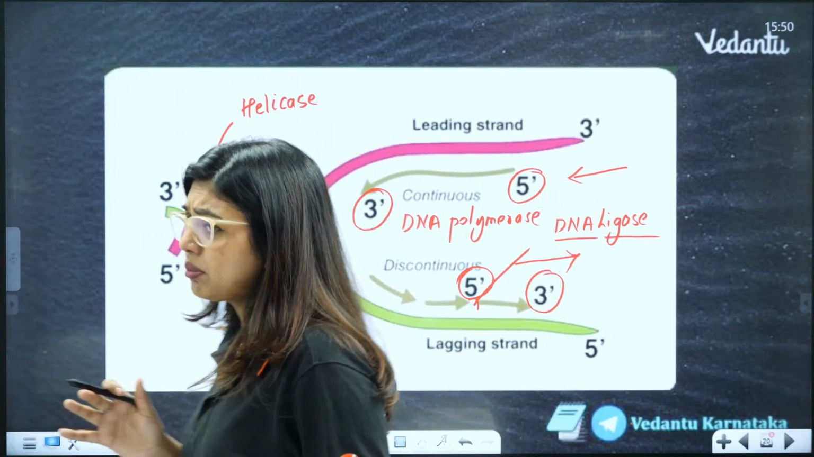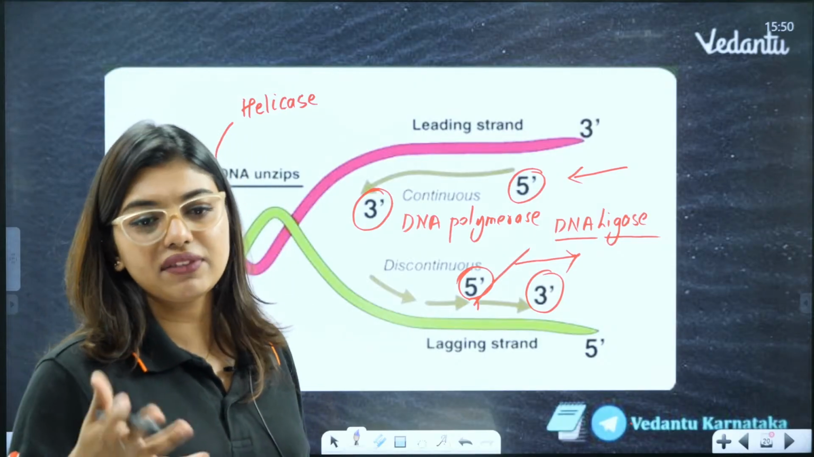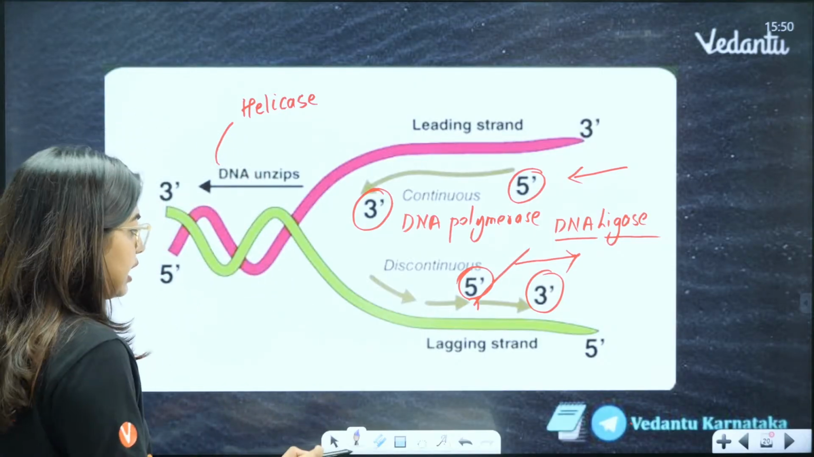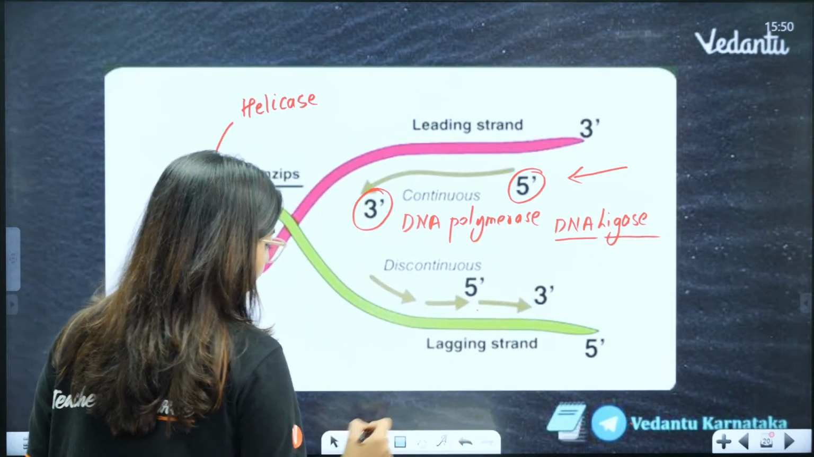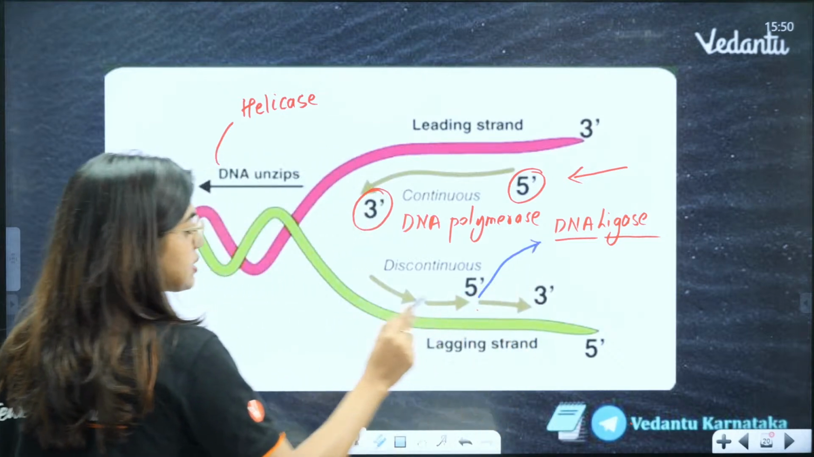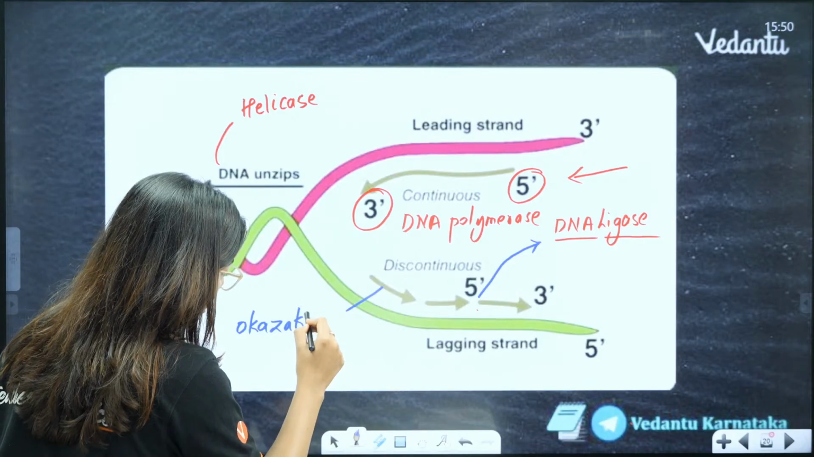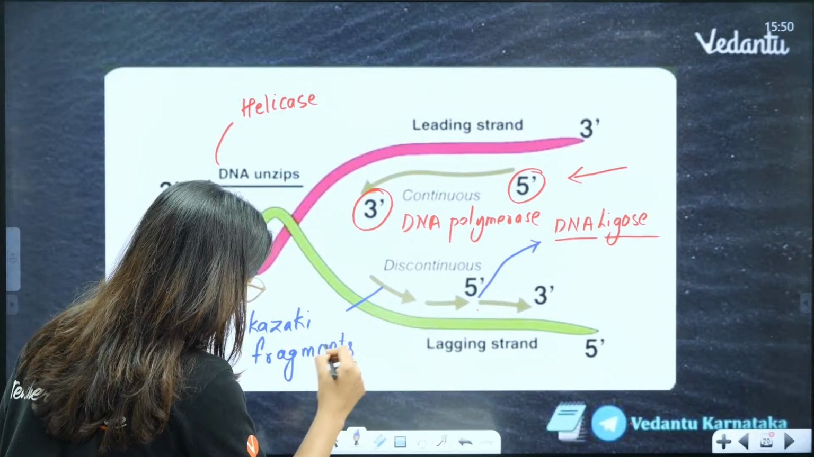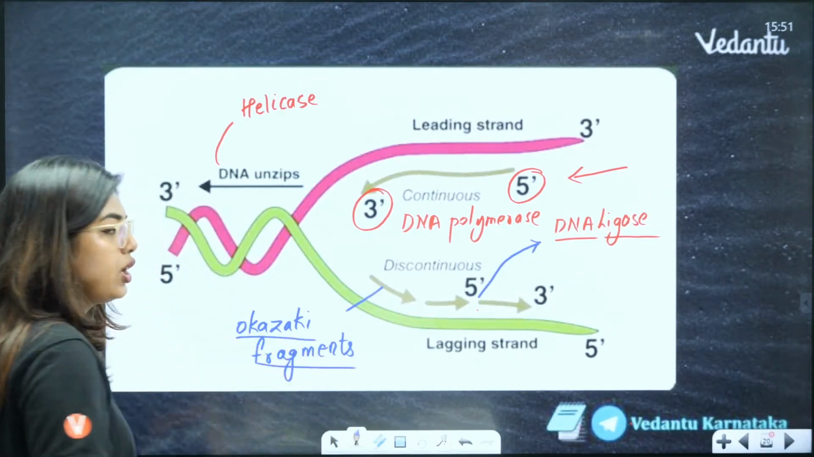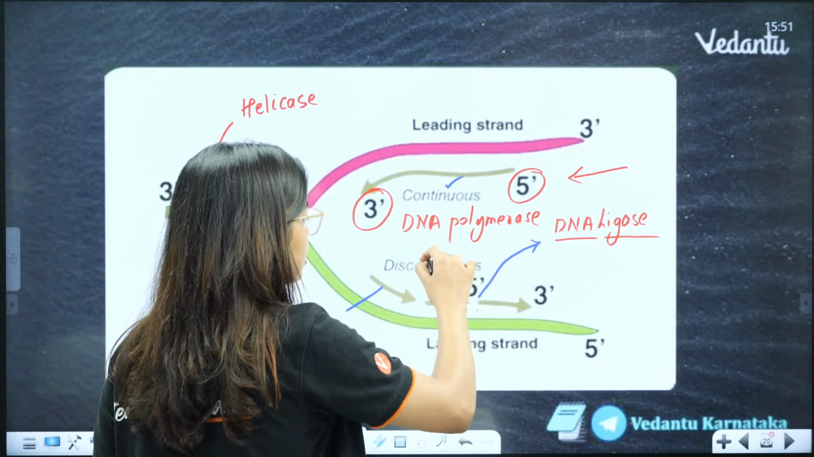And remember students, there are other enzymes also, but we do not need them for PUC level. That's why we do not teach that. But for NEET level, definitely we will be teaching. How do these fragments join? With the help of DNA ligase. These fragments are also called Okazaki fragments, after the person Okazaki. So this strand is continuous and this one is discontinuous.